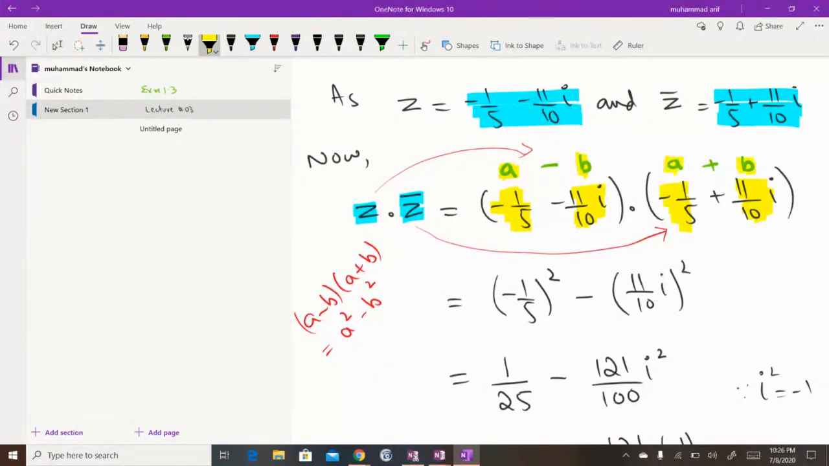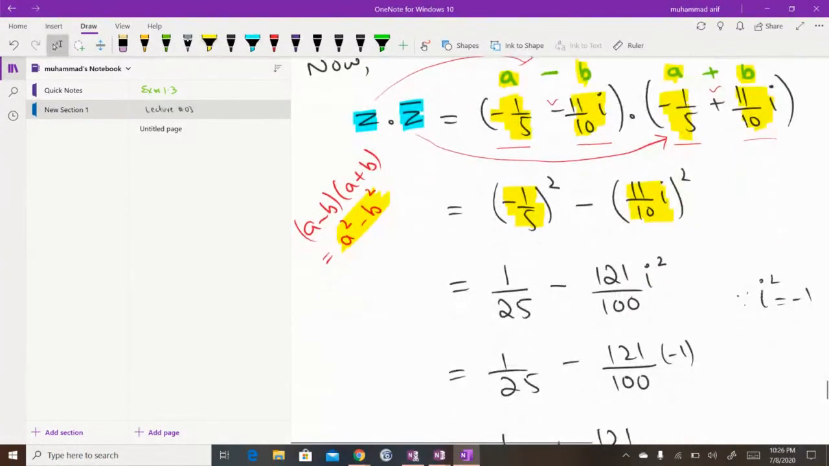This value is again a and this value is again b. We see that here we have a, the sign is negative with b, then again a, the sign is positive with b. We write here a square minus b square by this formula. Okay. Now we take the square of negative 1 by 5, we get 1 over 25, and again we take the square of 11 by 10 iota. What is the square of 11? The square of 11 is 121.